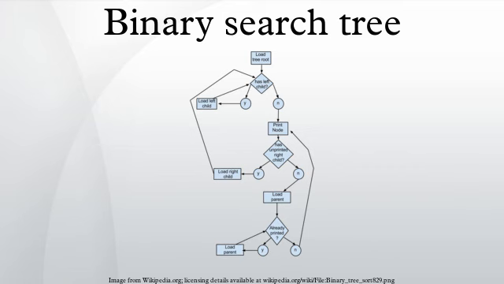Binary search tree: in a binary search tree, the left child contains nodes with values less than the parent node, and the right child only contains nodes with values greater than the parent node. There must be no duplicate nodes.